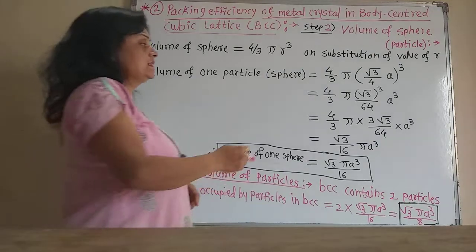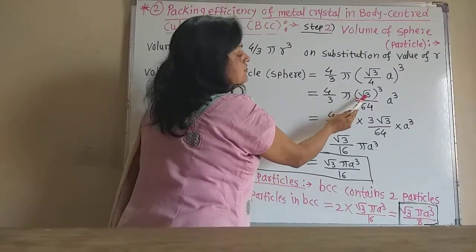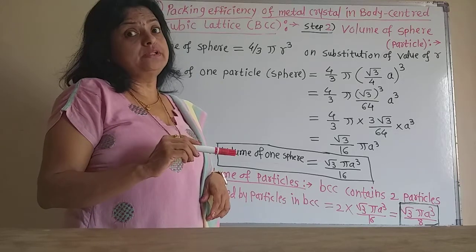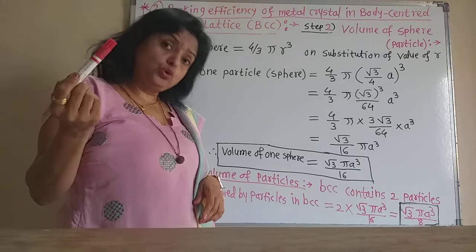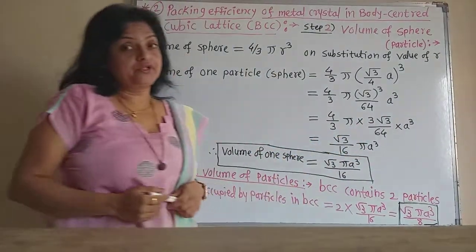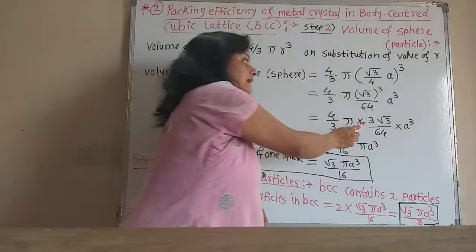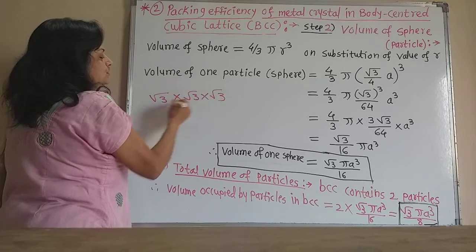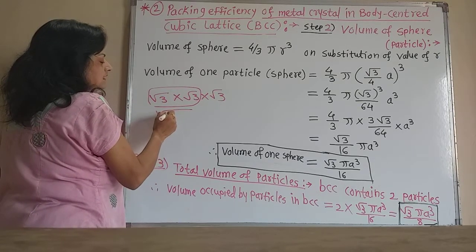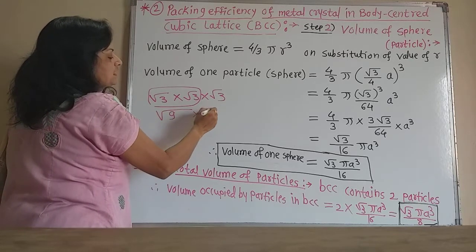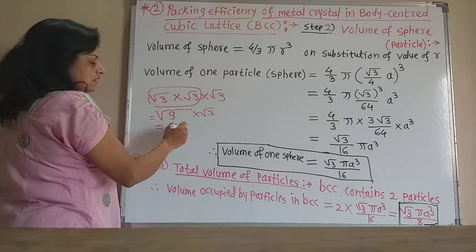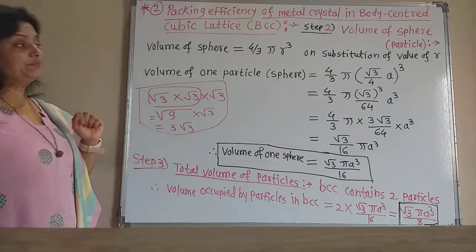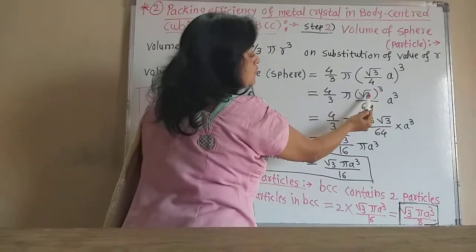Now on solving this, 4 by 3 pi, now this root 3 into root 3 into root 3. Root 3 into root 3, the square root, becomes 3. We know that, that is the square root of 9, that is 3. And this root 3 remains as it is. Root 3 into root 3 means 3, multiplied by 3 is 9, and this is root 3. Now the square root of 9 is equal to 3, so the cube of root 3 is 3 root 3. So here I substitute the value of cube of root 3 as 3 root 3.